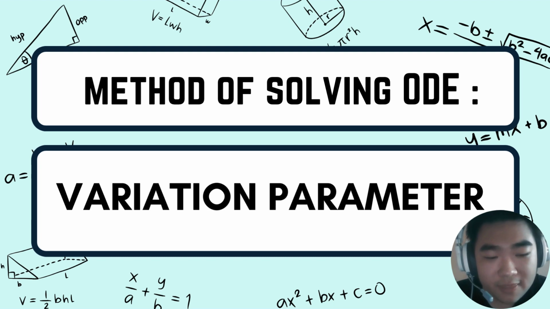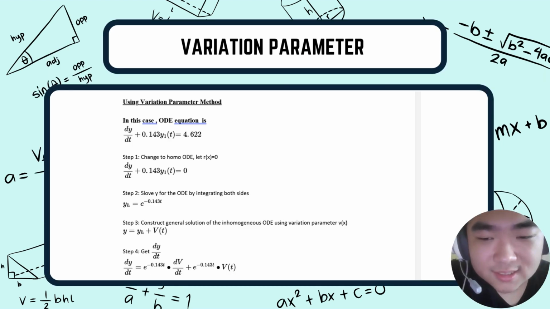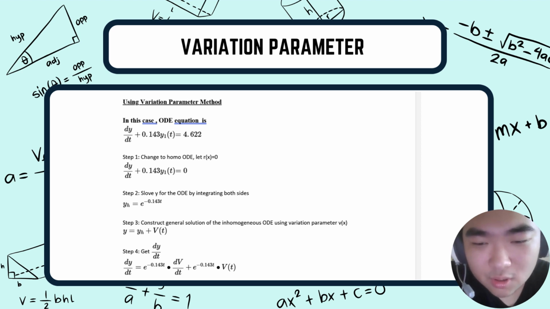And the second method that we're going to try to solve our ODE is called the variation parameter method. In this case, the ODE equation that we already derived is dy/dt plus 0.143y equals 4.622. The first step in the variation parameter method is to change the ODE into a homogeneous ODE and let R(x) equal 0. In our case, the equation will be dy/dt plus 0.143y equals 0.